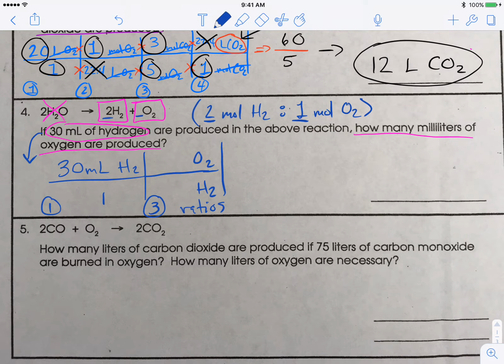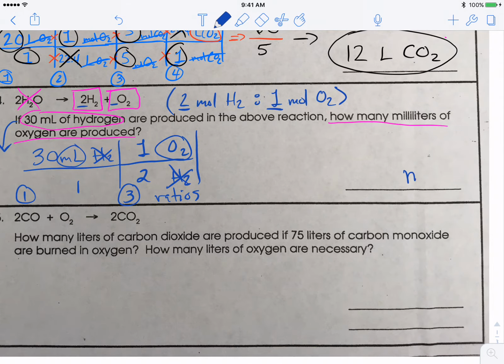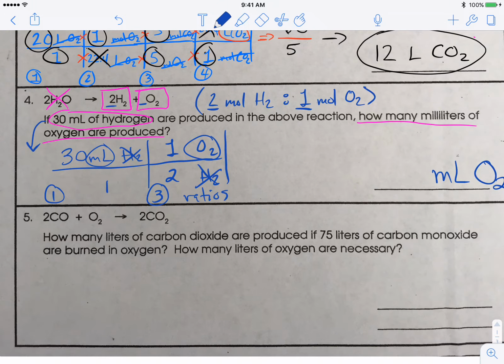So our ratio is 1 to 2, so for every 1 O2, we require 2 H2s. We can go ahead and cancel out our H2s because there's 1 in the numerator and the denominator, and we're left with milliliters of O2, and that's going to be our unit. Now all we need to do is multiply across to get our final answer.